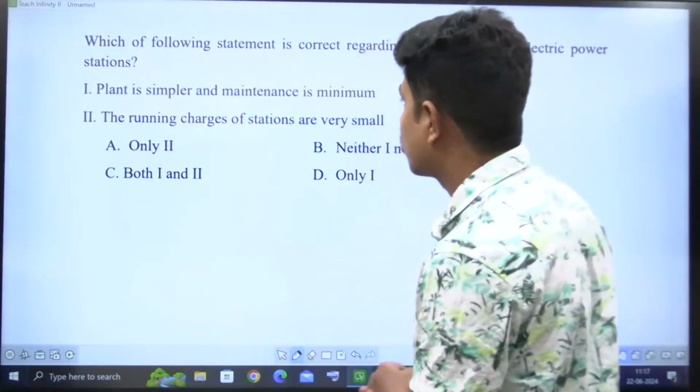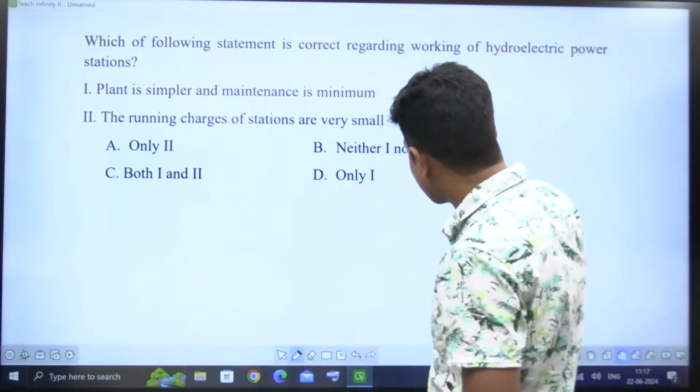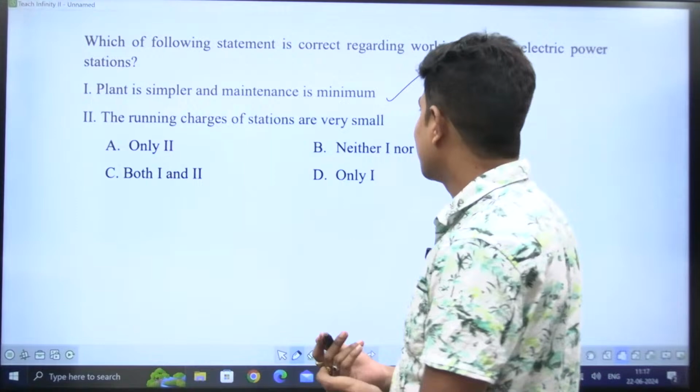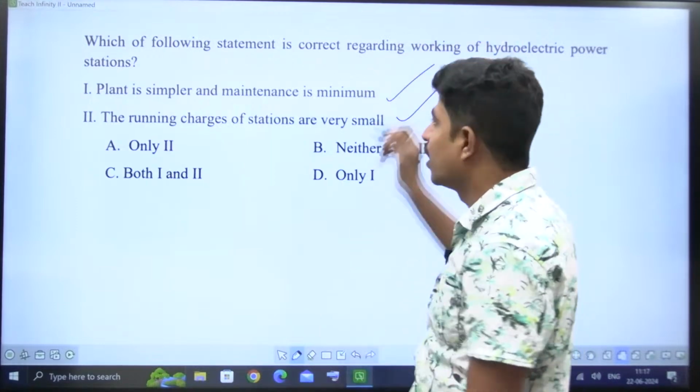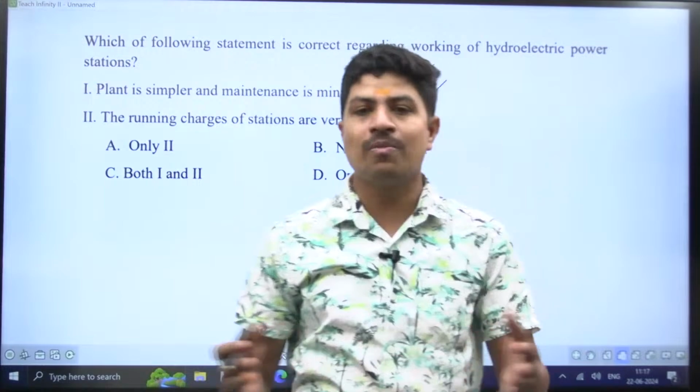Yes, let's read this question. First one is, plant is simpler and maintenance is minimum. Yes, plant is simpler and maintenance is minimum. Next, the running charges of the station are very small. Yes, you know, hydropower plant you need not maintain much. There is not much maintenance.